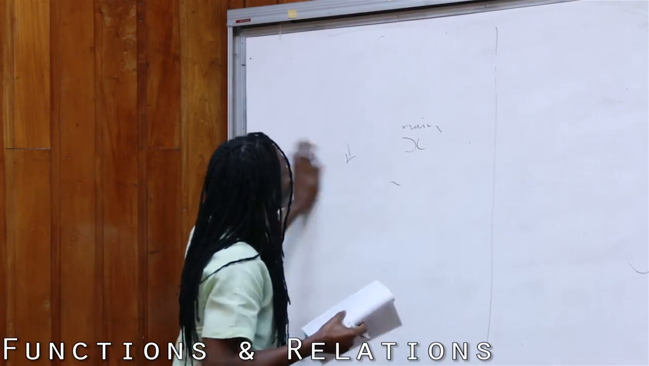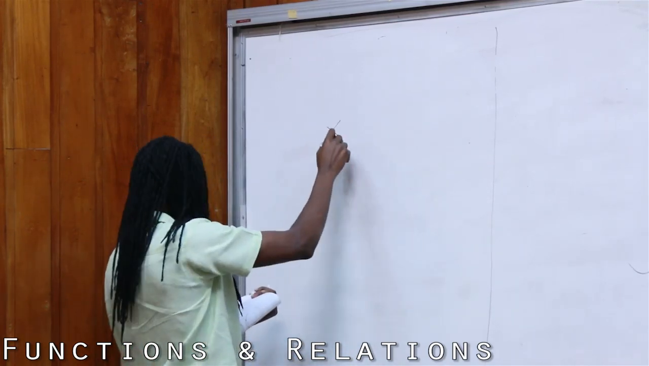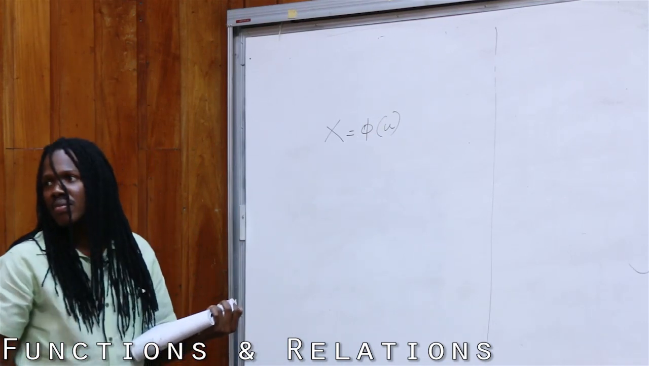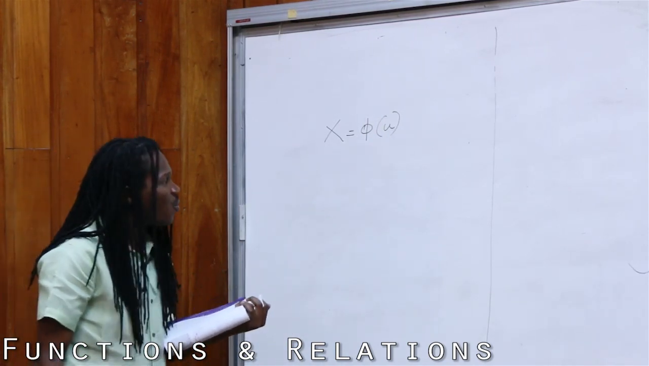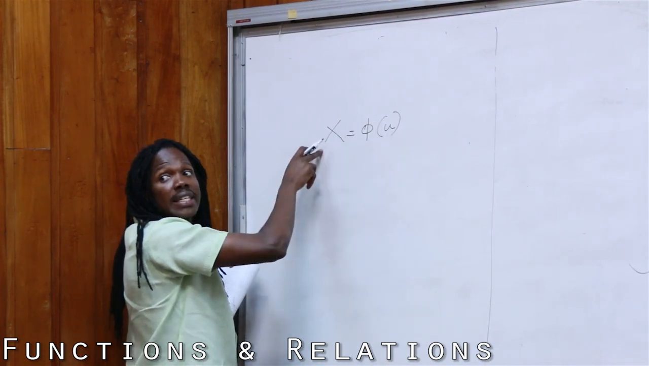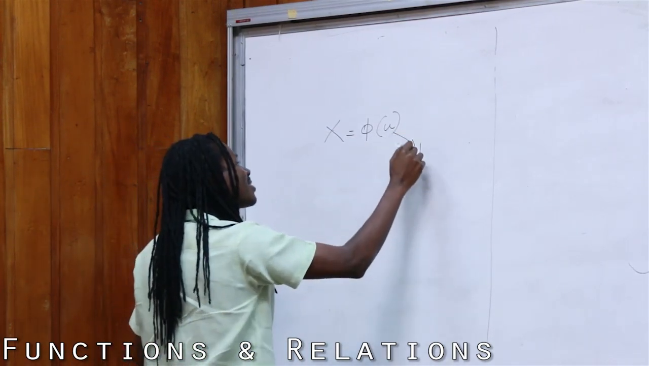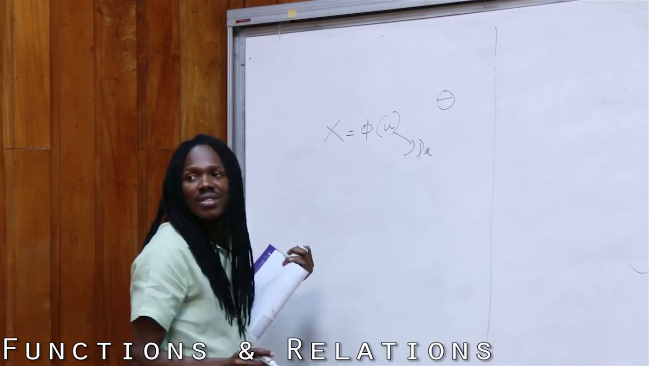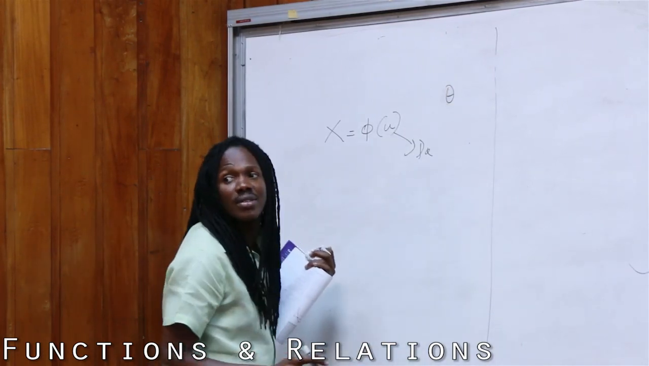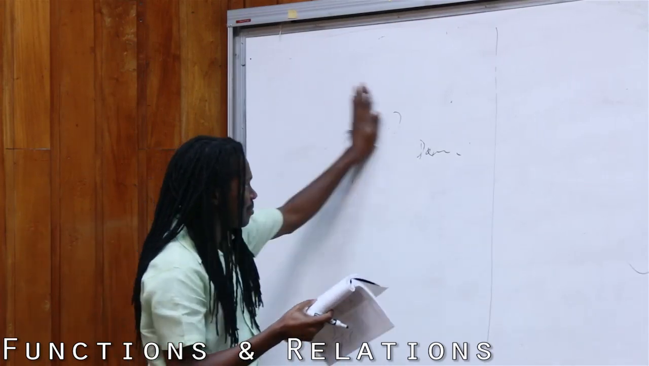They also use sign for function. You say, no, a function, I don't say sign. Function. The angle stays so. Domain, range, function. Everybody see that? You see that?